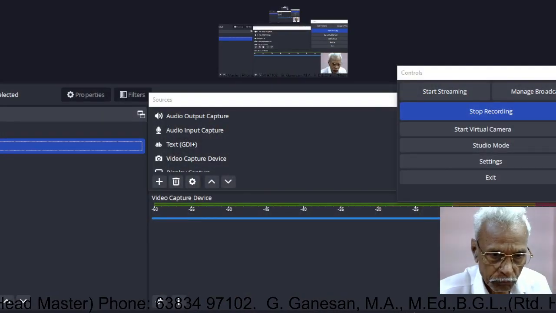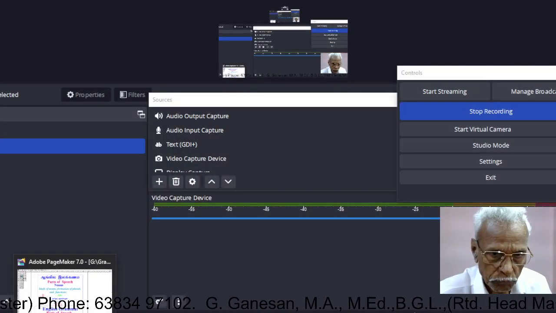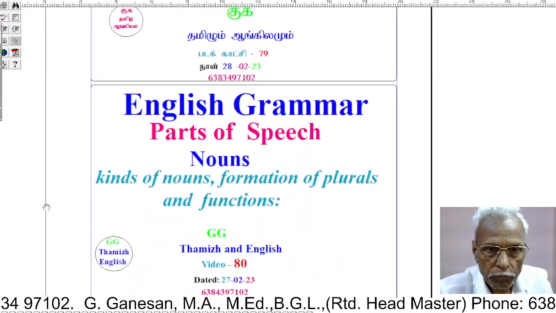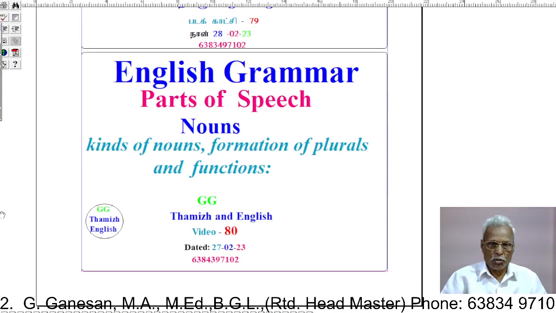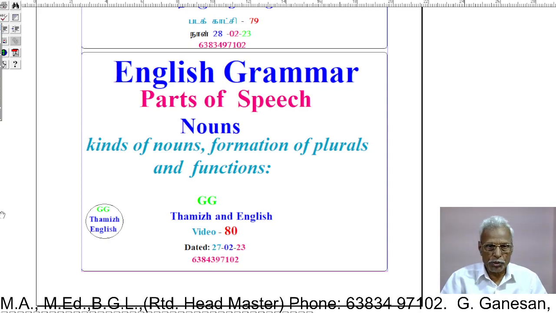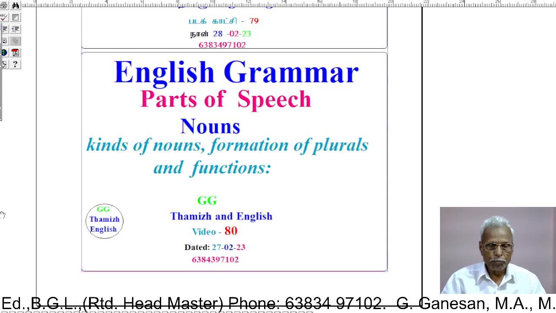Dear teachers and students, today we are going to see the parts of speech used in English. English grammar, parts of speech. Nouns, kinds of nouns, formation of plurals and functions. These are the things we are going to see today.